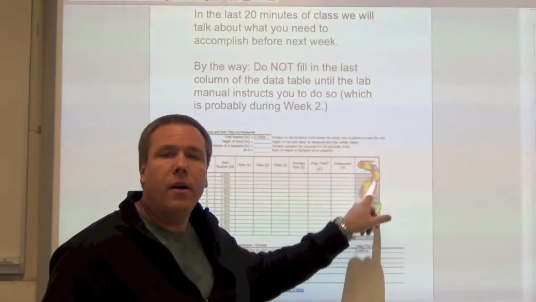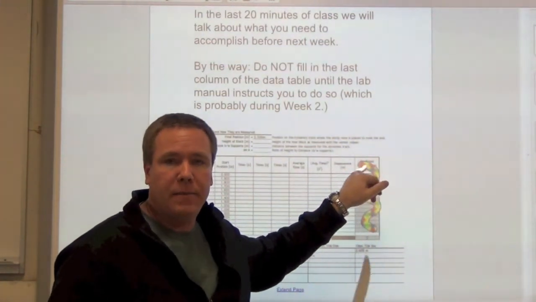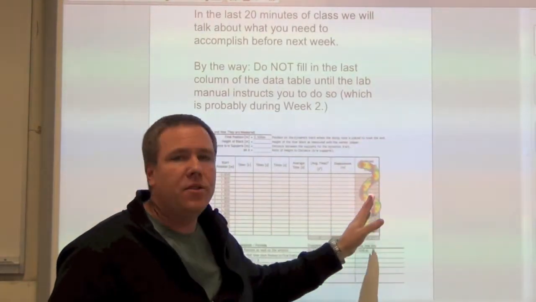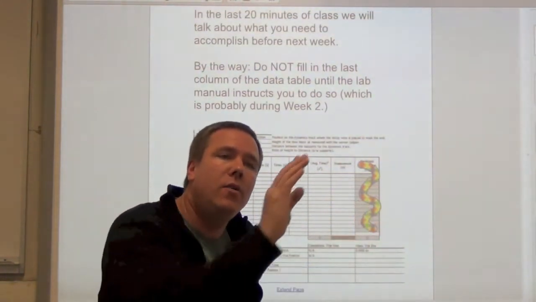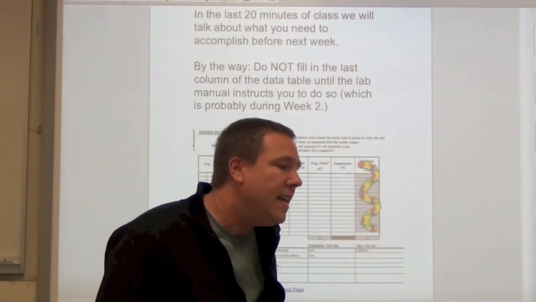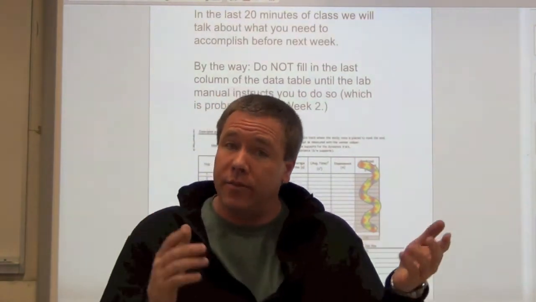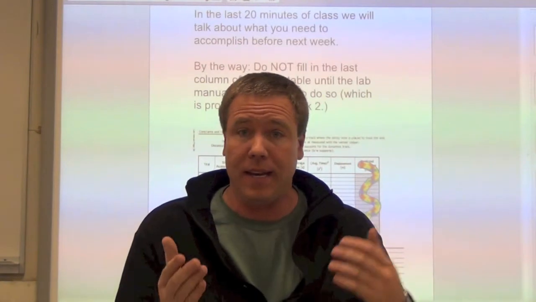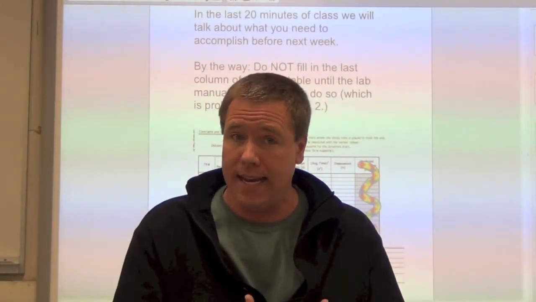Your homework. There's something you should know though. There's a column in the far right of your data table, and it's titled something like predicted displacement or theoretical distance or something like that. And most of it is grayed out. You're not to fill that in. That's going to come in week two, in the second part. The only way that we can predict the displacement is if we've already empirically derived the formula for the displacement. Remember, that's our goal. We do not know how displacement and time are related. We're simply trying to find that relationship with data.